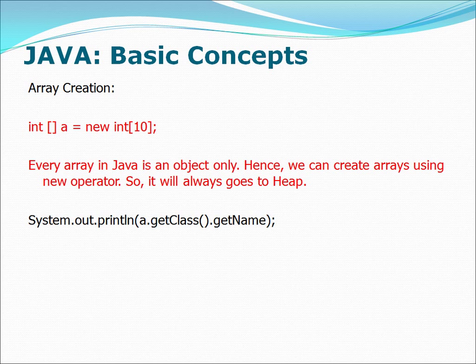What is the class name? Without a class, I told you I cannot create an object. So there should be some class, right? What is the class name for int array? So how to get the class name? Always, if you have any object, you do object dot getClass dot getName. It will give you the class name.